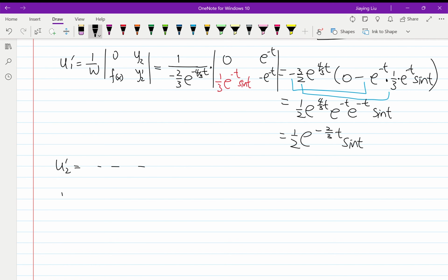And then we have to find the u1 by integrating 1/2 e to the negative 2 over 3t sine t dt. I have a question for you. How will you integrate this? By parts. Integration by parts, right? Because u substitution clearly doesn't work. There's no way u substitution will work. You have two functions, one is exponential, one is sine.